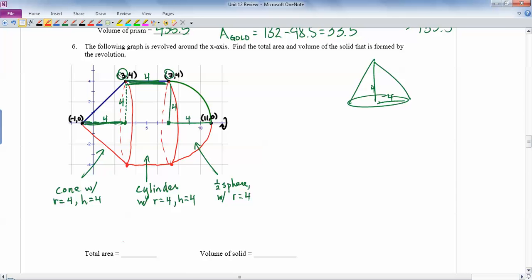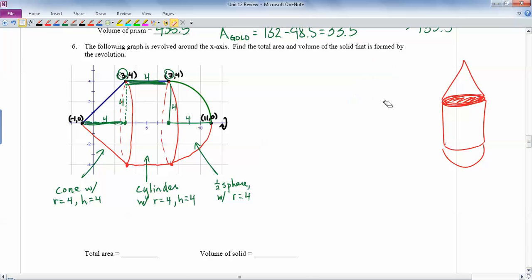Now, one of the things we need is the total area of this solid that looks like this, right? Now, the mistake that students make is they try to do total area of the cone plus total area of the cylinder plus total area of the half sphere. But if you think about it, that circle right there that's in between the two, that's not something you can touch. That's on the inside of the shape. So these circles aren't going to be things that we add in at the end.